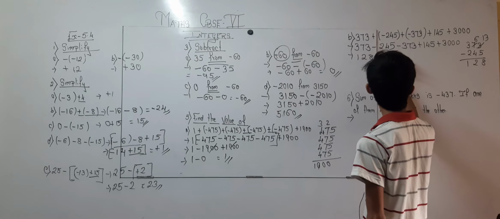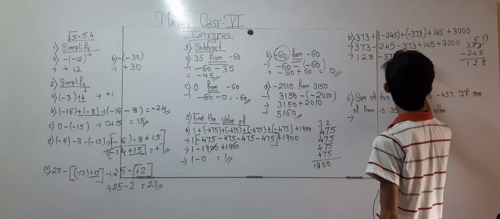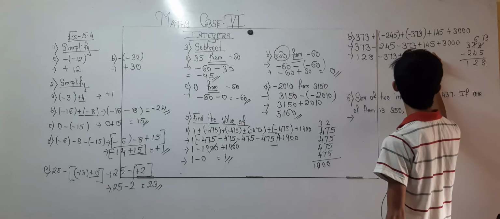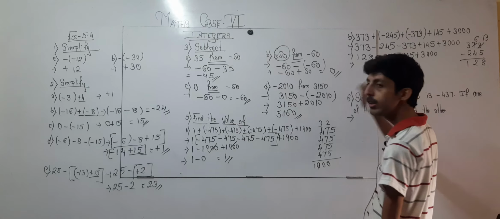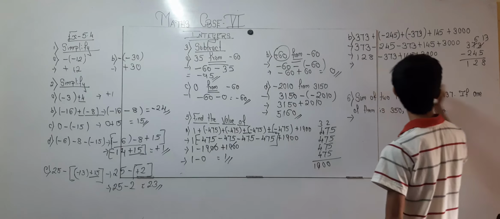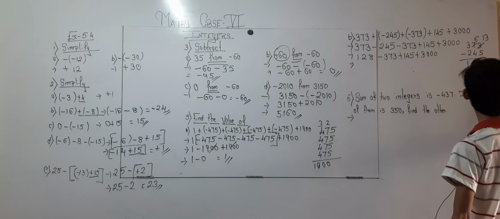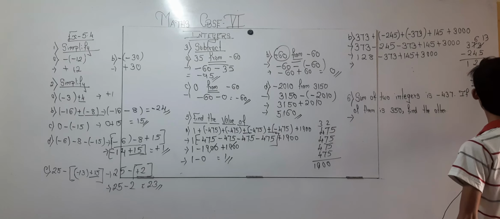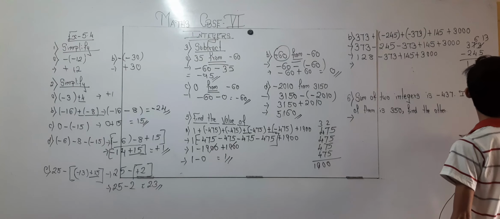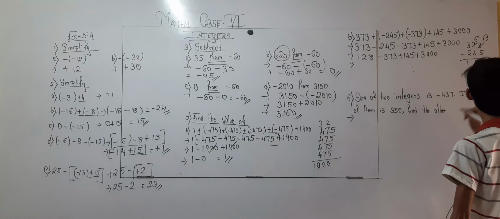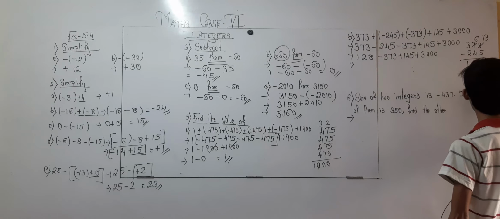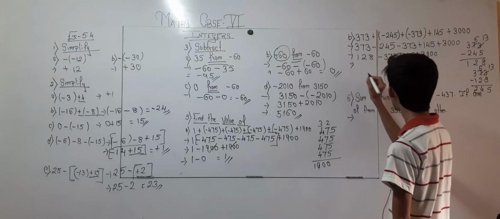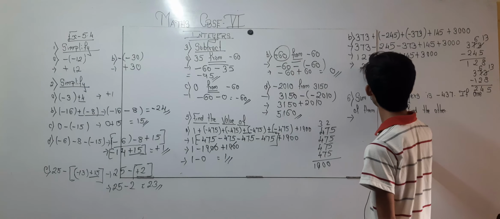minus 373 plus 145 plus 3000. Now over here again we have to do minus. So now see over here, 373 minus 128. So over here is 13, over here is 6. So over here is 5, over here is 4, and over here is 2. So I will get 245.